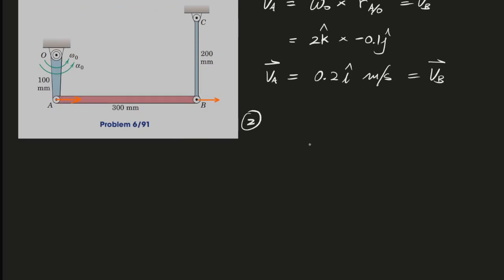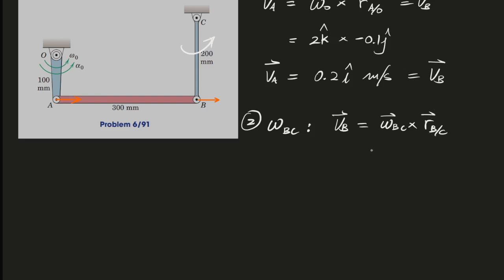Step 2, we want to find omega CB. That is the angular velocity of bar BC. I can probably flip those two. Okay. What this is equal to is we have to start from VB. The definition of VB is omega of BC cross R of B from C.